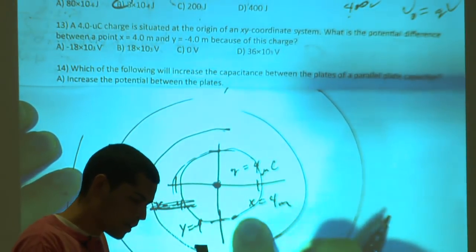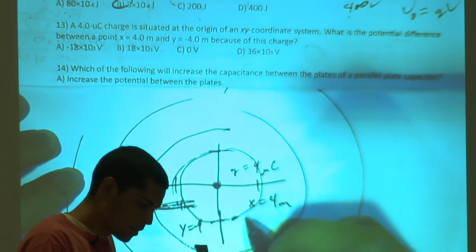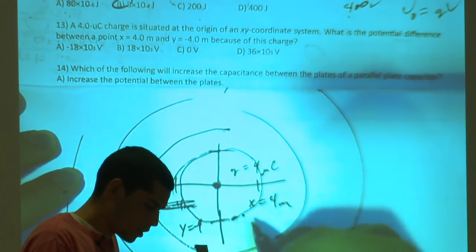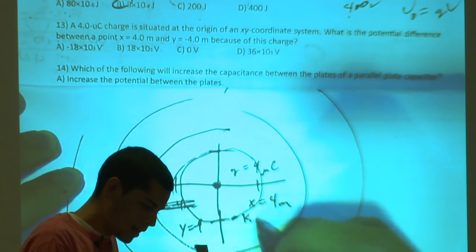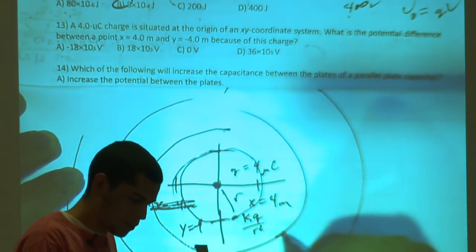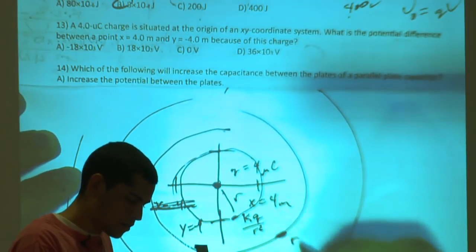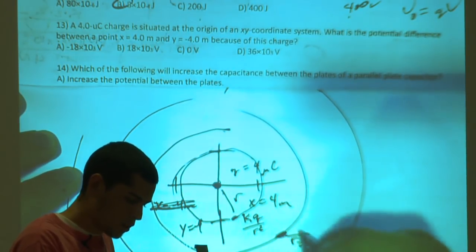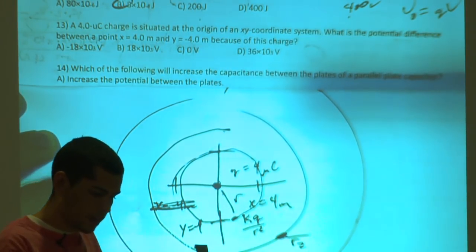The potential at this one will be K times Q over R, R being that distance, and then we increase it, but we have a new R, right? So this will be over R2, and then this will be over R3.